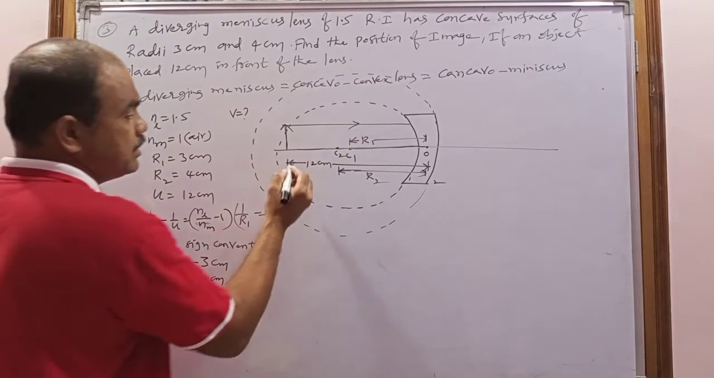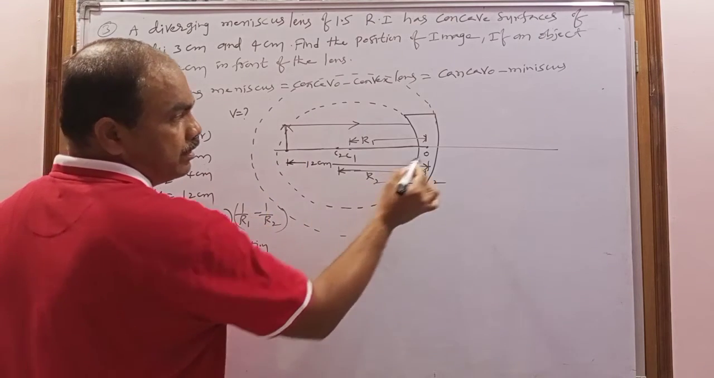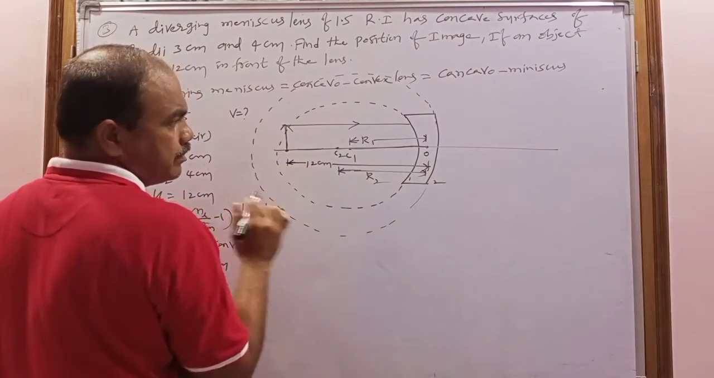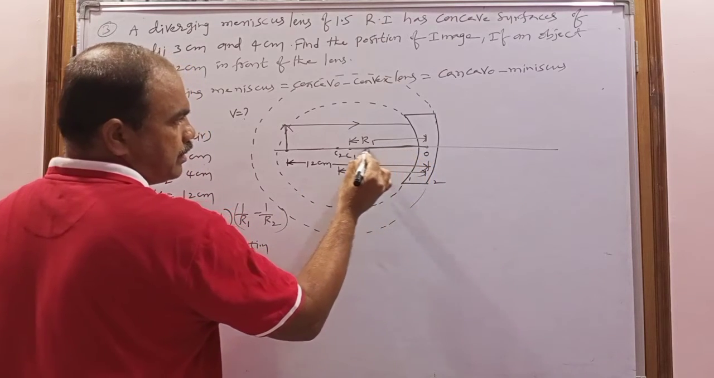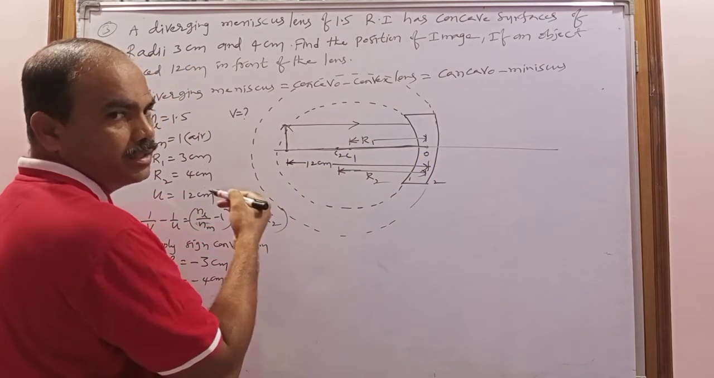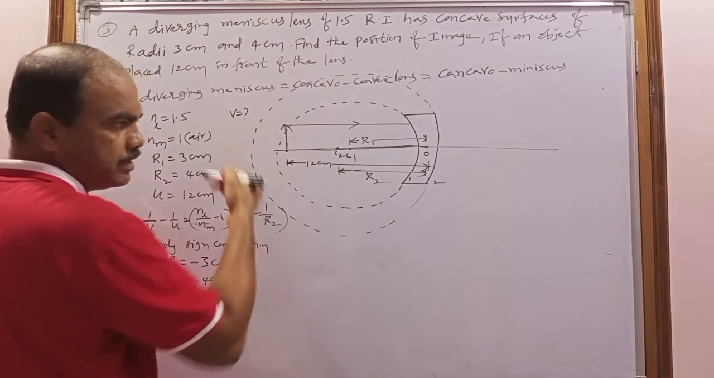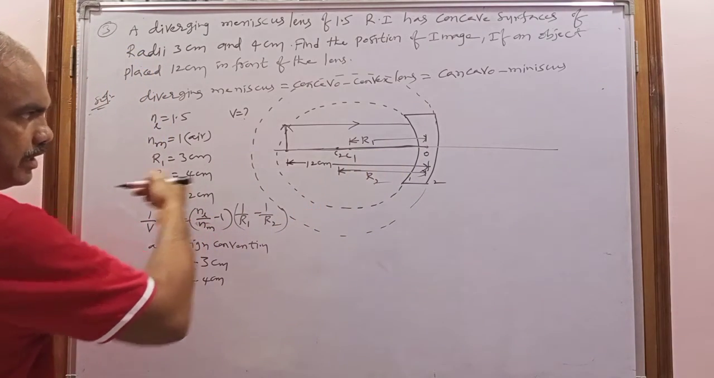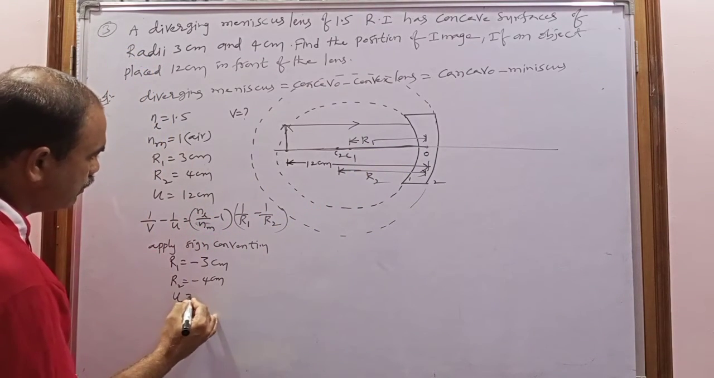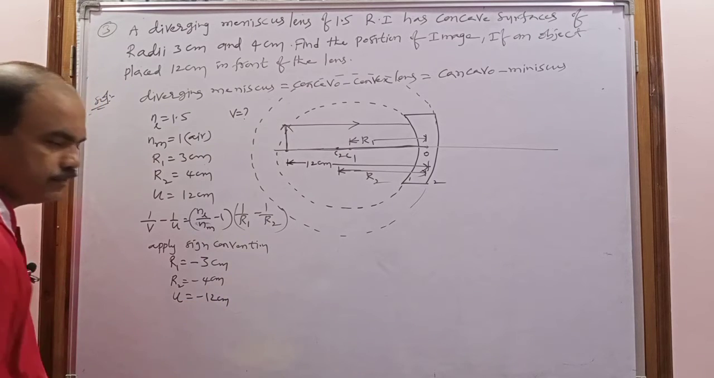Again, to measure the object distance, in which direction are you moving? This is the optic center and this is the object. The distance from the optic center to the object is called the object distance. To measure it, you move in the direction opposite to the incident ray. That's why u equals minus 12 centimeter.